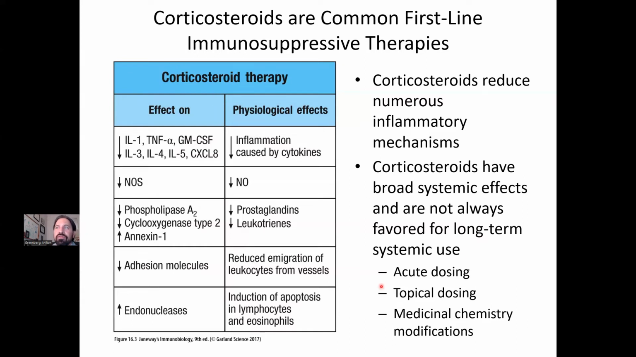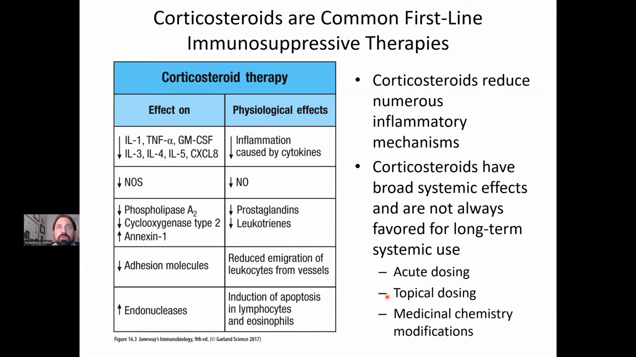So these are typically confined to things like acute dosing when you want to shut down inflammation quickly. And we'll see that in the upcoming homework assignment, the paper that we're reading. Also topical dosing. So for example, a lot of creams, a lot of eye drops are used for topical dosing.